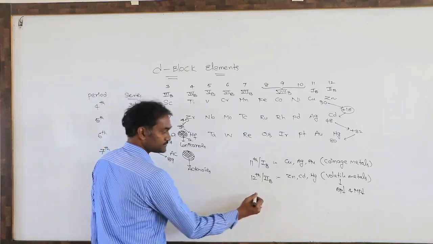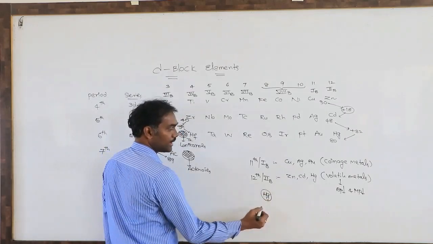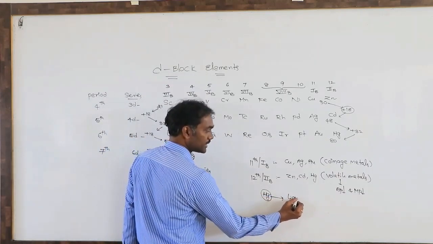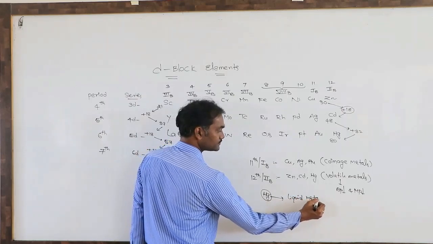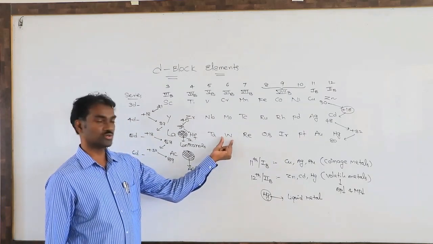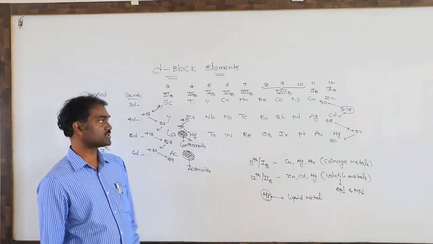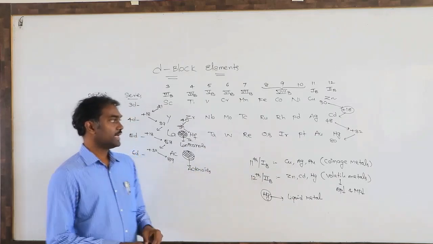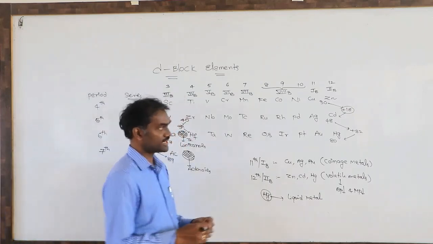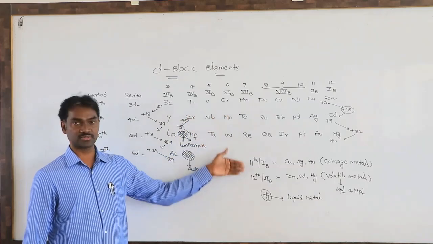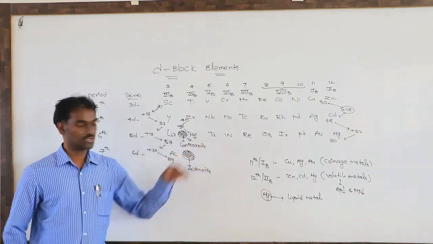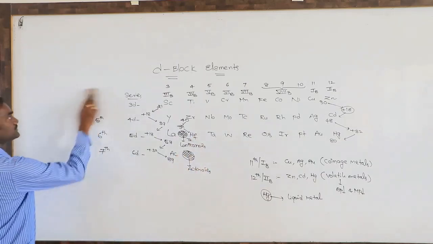Next, mercury. All metals are solid, but mercury alone is a liquid metal. Next, the highest melting point goes to tungsten, otherwise wolfram. Next, these are called inner transition elements, and all those things we will discuss one by one. So first of all, the elements and the special names are over. After that we will discuss one by one.